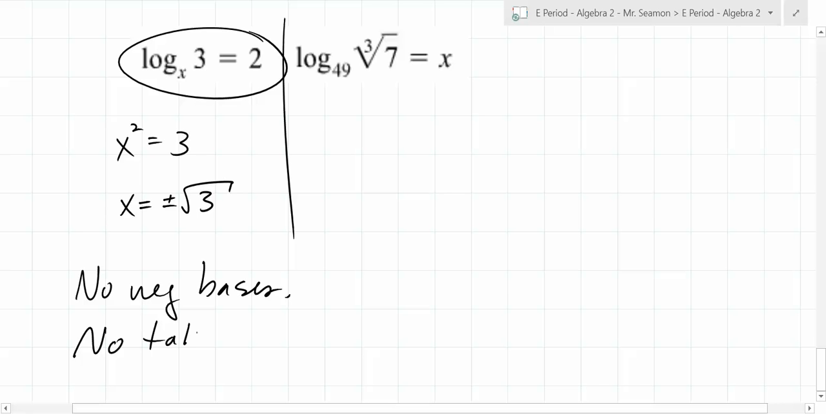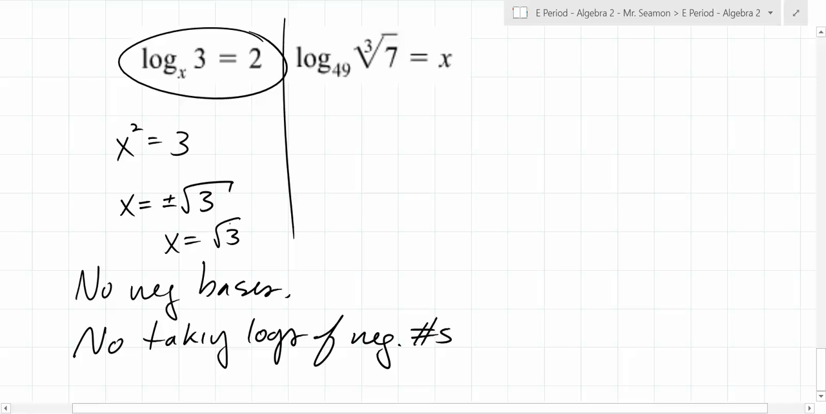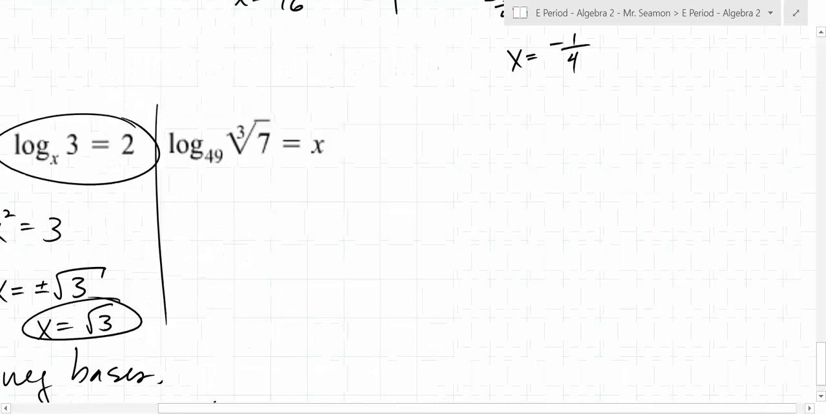No taking logs of negative numbers. So just avoid negative numbers in the bases. I'll show you why that's the case later, but it's kind of nice. You should be like, oh, so what's the only answer to this one? 3 plus 3. Square root of 3. Yeah, exactly. Okay, what about this one over here?